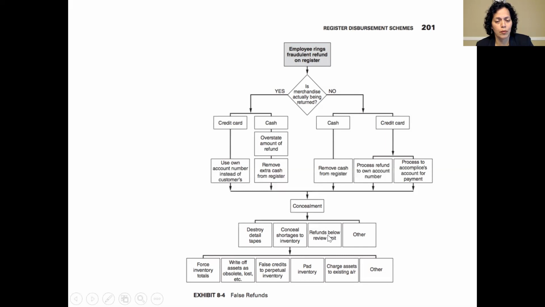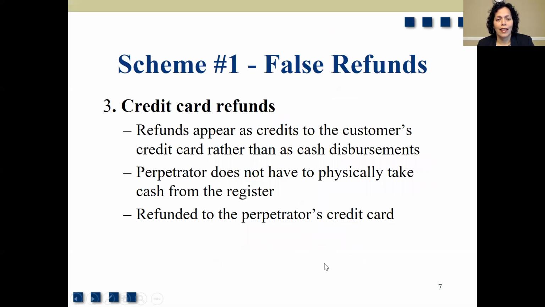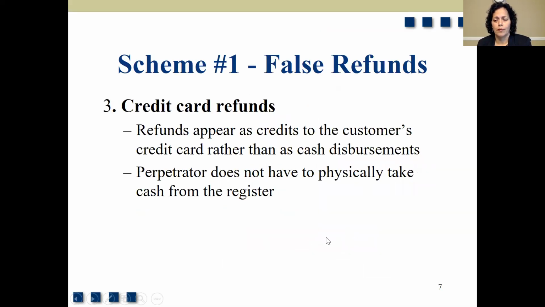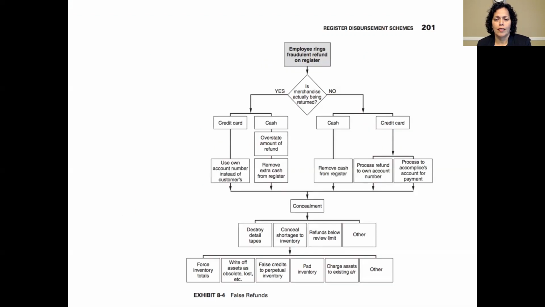Another very, very common scheme is the refunds are below a review limit. Above a certain amount, you may need your supervisor to approve it. So as long as it's below that threshold, you don't worry about it. And then the other way in which they would do it is small amounts. You keep doing it in small amounts every time, a few dollars here and there, not to raise suspicion.